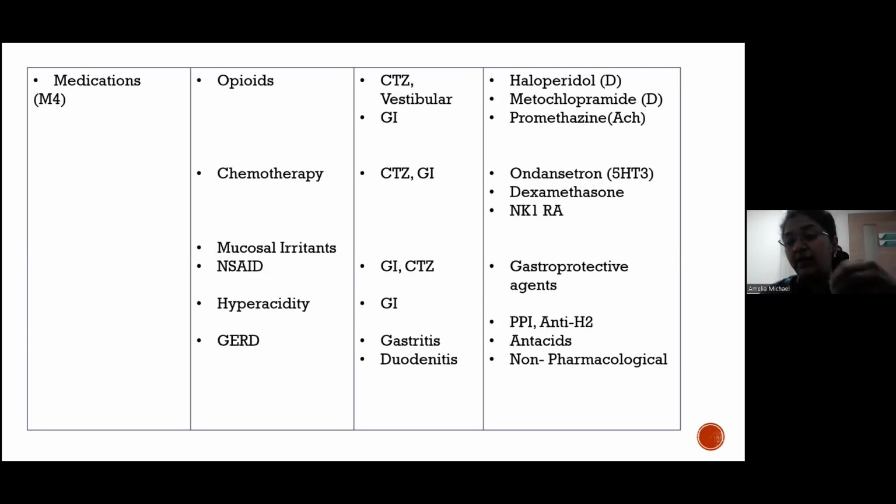So history as to the timing of the pain. Does it wake them up? What happens when they eat? What are their food habits? All of these also go a long way.